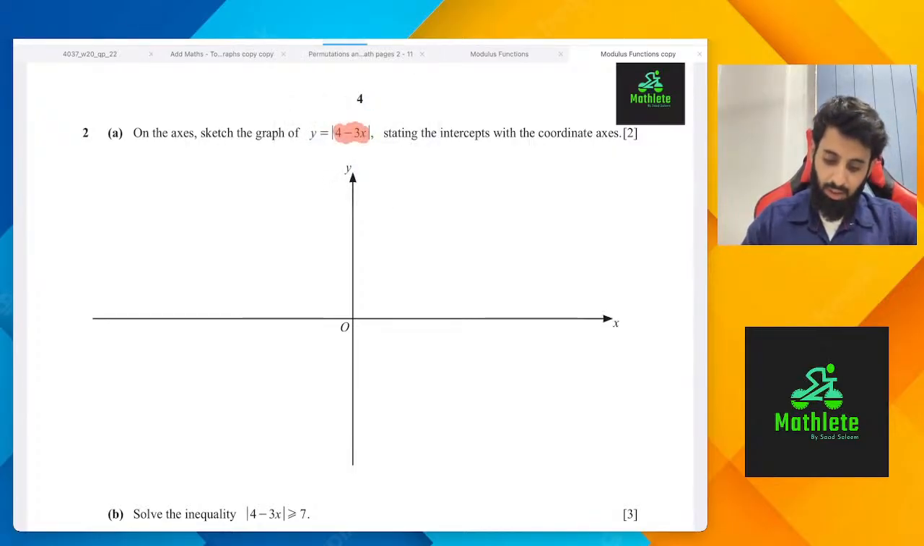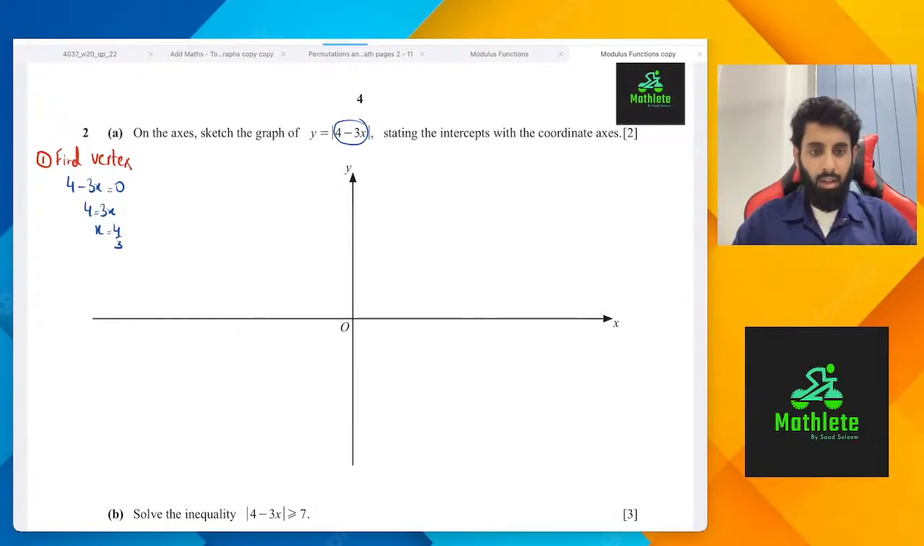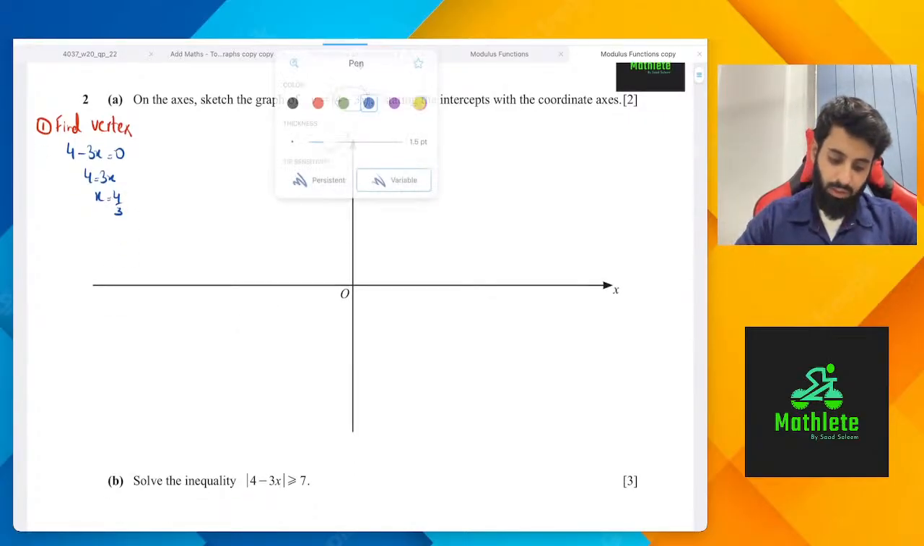Whenever you have to make a linear modulus graph, there are 3 steps to it. Step number 1 is that you find the vertex. And how do you find the vertex? Whatever is inside the absolute function, you set that equal to 0. So 4 minus 3x equals 0, which means 4 equals 3x, x equals 4 upon 3.